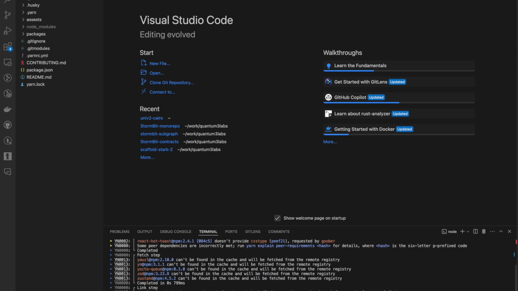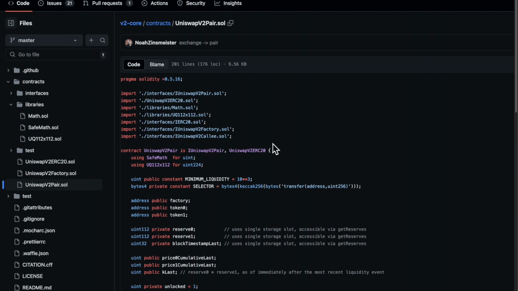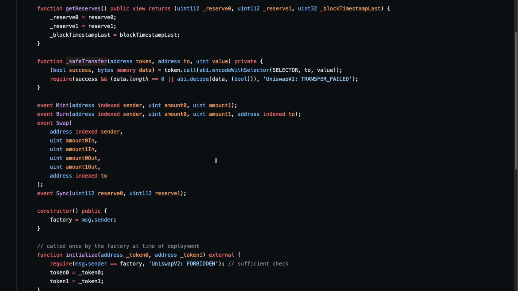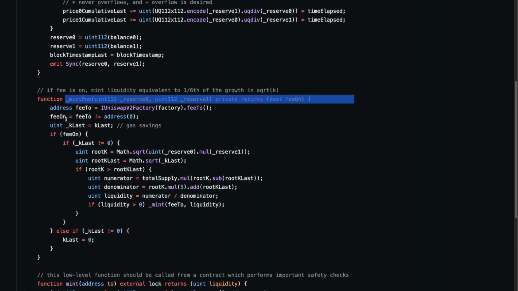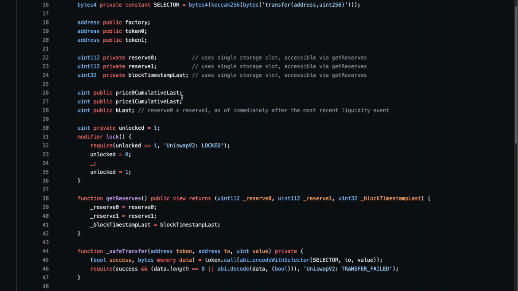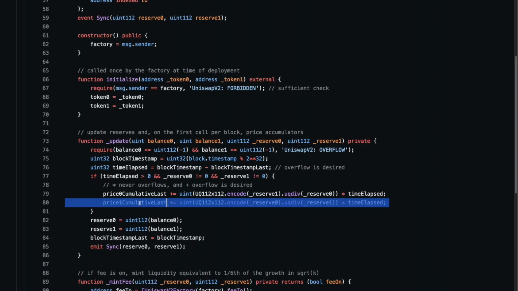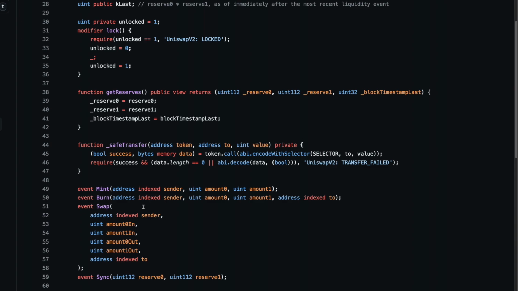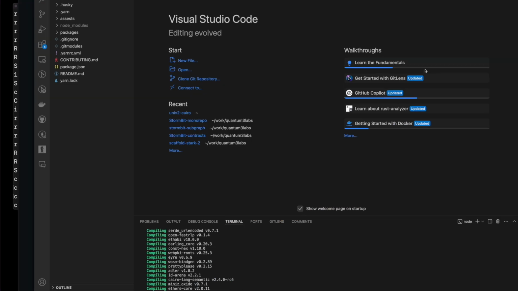Then yarn chain. So while this is loading, I'm going to explain what we're going to be doing. We're going to be writing this contract in Cairo, not as a whole. We will be skipping a few things such as the mint fee, for example. And let me refresh this. We will also be skipping things like the cumulative prices, because this is used mainly on this side. Okay, so we're going to be doing a minimal version of this Uniswap v2 pair in Cairo. All right, let's go into it.